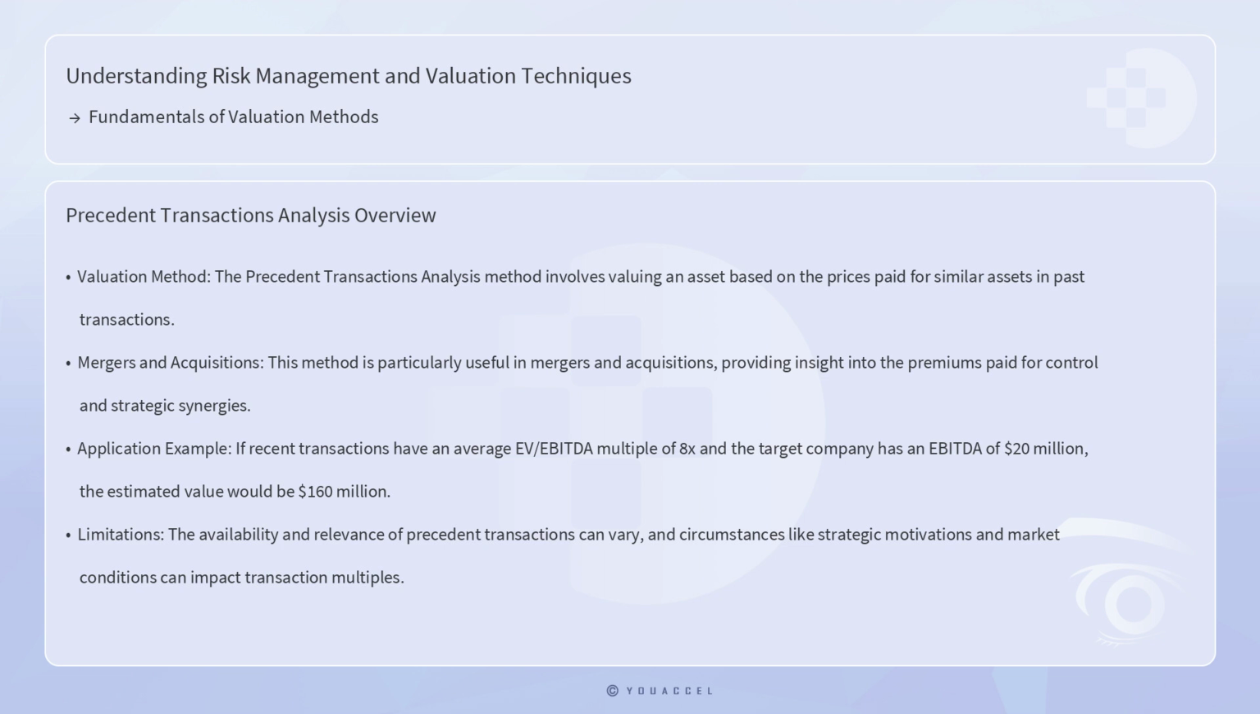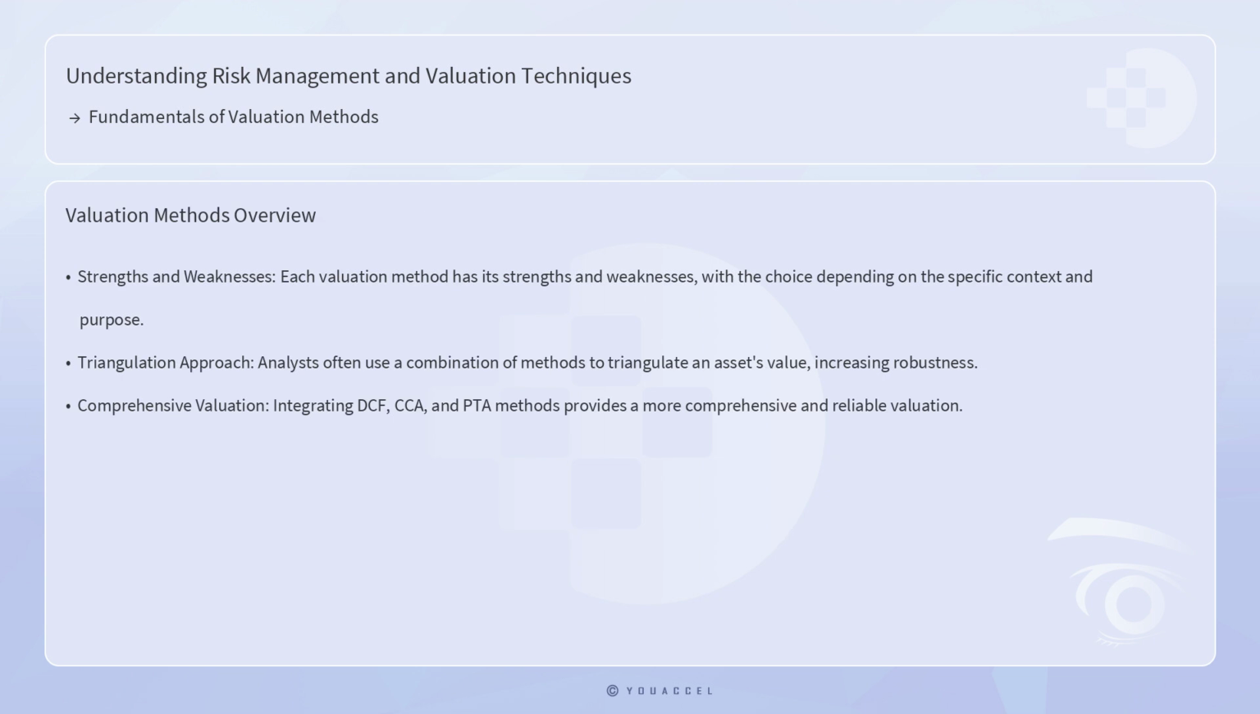While the PTA method provides a market-based perspective on valuation, it also has limitations. The availability and relevance of precedent transactions can vary, and the specific circumstances of each transaction, such as strategic motivations and market conditions, can significantly impact the transaction multiples. Each of these valuation methods has its strengths and weaknesses, and the choice of method often depends on the specific context and purpose of the valuation.